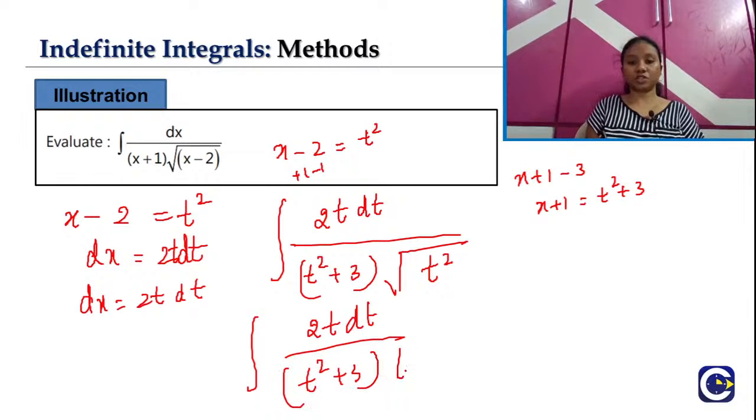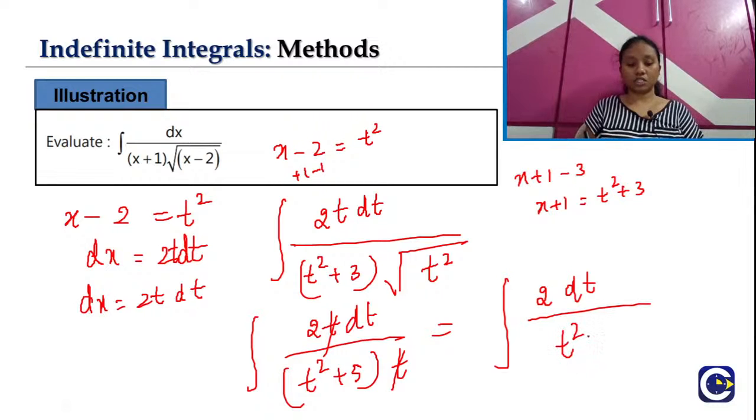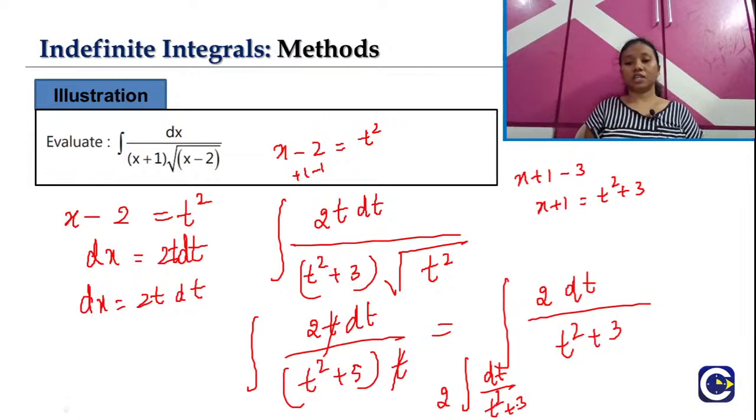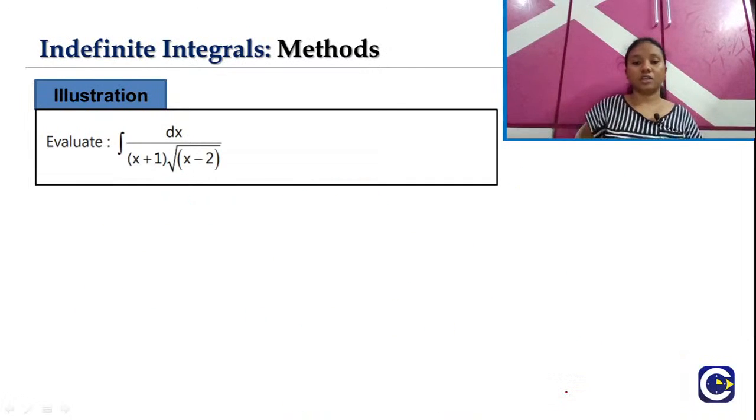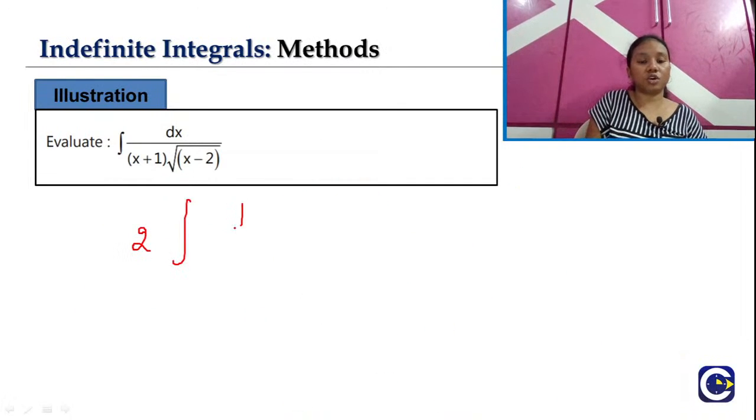Here the root expression will be t. So this t and this t will get cancelled, and I'll be left with 2 dt divided by t square plus 3. 2 is a constant, which can be pulled out. So 2 integration of dt by t square plus 3. Now if you observe, t square plus 3 matches our standard integral format. So let's convert that into our standard integral form. So it will be 2 integration of 1 by t square plus 3 dt.